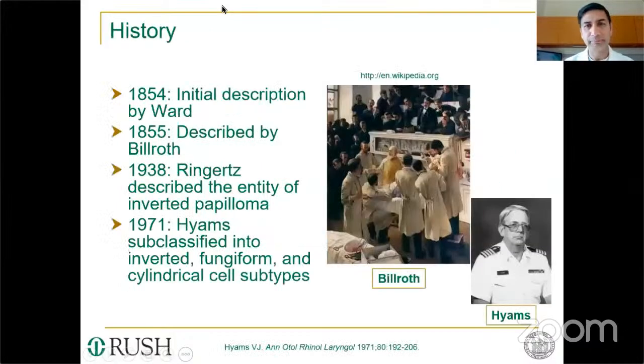So just very briefly on the history of inverted papilloma. Initial description almost simultaneously in the UK by Ward in '84 and Billroth in '85. And Ringertz described in 1938 the entity as we've come to know it and recognize it as inverted papilloma. Himes was a pathologist at the Armed Forces Institute of Pathology in the United States, and he has really been credited for giving us the current classification scheme of sinonasal papilloma into its subvariants of inverted, fungiform or exophytic, and cylindrical, also called oncocytic cell subtypes.